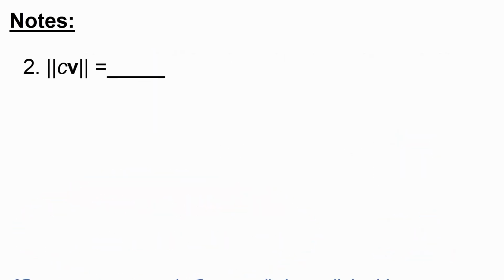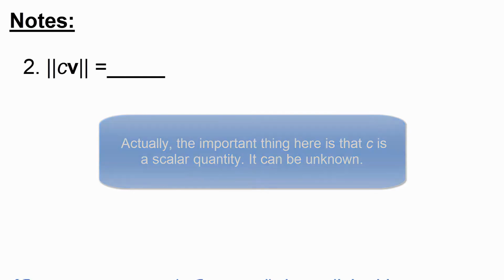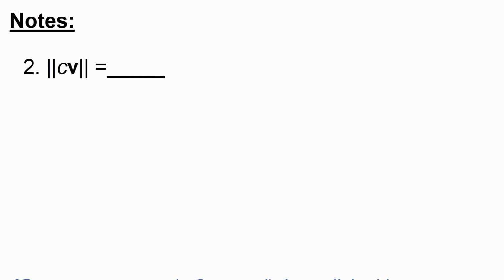So this is note number 2. c is a constant. It turns out that the magnitude of c times v, the magnitude of a constant times v, you can pull the constant out as long as you put absolute value around it in case it's negative. So it's actually not too hard to prove that the magnitude of c times v is the absolute value of c, which is just c if c is positive, times the magnitude of v. And that's pretty easy to prove using the magnitude formula, the Pythagorean theorem, in other words, and a little bit of algebra.